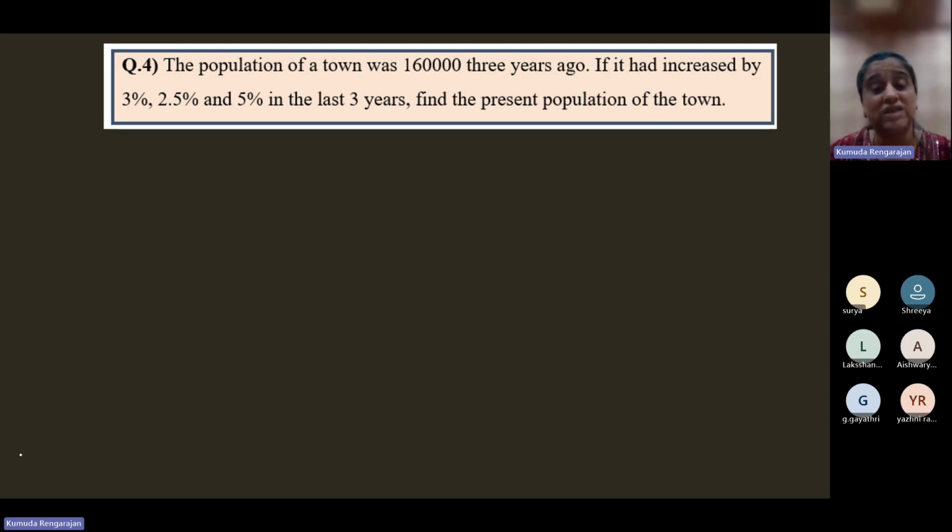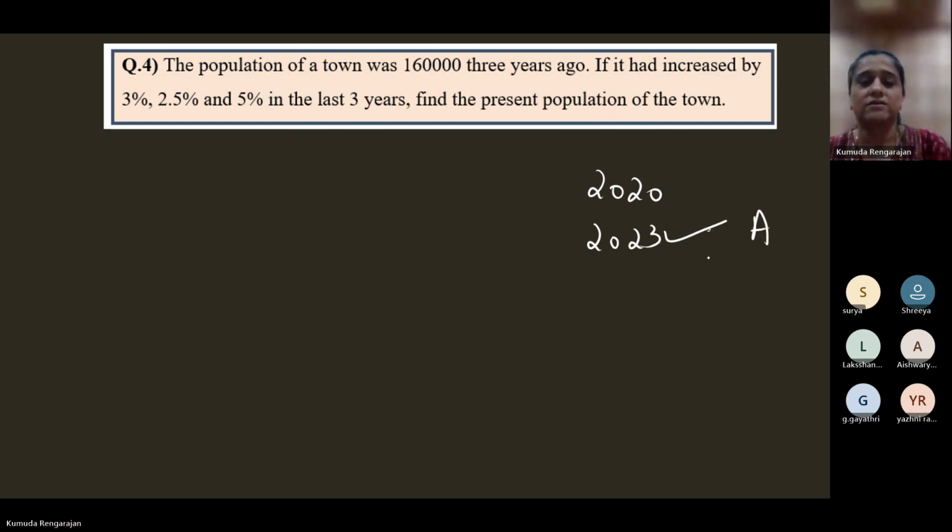So here we have population 3 years ago, and we have present population. Considering today's time, 3 years ago is 2020. Now 2023 is ahead of time, so this one is the amount. This is the principal. So between population 3 years ago and present population, which is the latest one, present population, that is the amount. Population 3 years ago, principal.